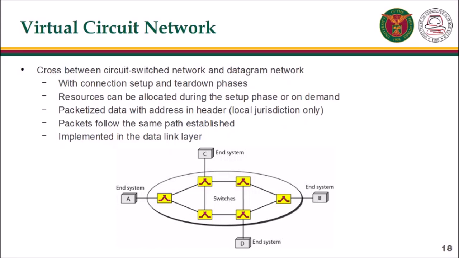However, the address in the header has local jurisdiction. As in a circuit switch network, all packets follow the same path established during the connection. A virtual circuit network is normally implemented in the data link layer, while a circuit switch network is implemented in the physical layer, and a datagram network in the network layer. But this may change in the future.